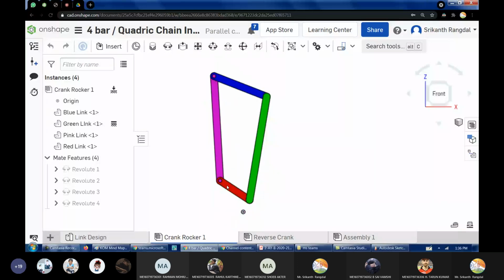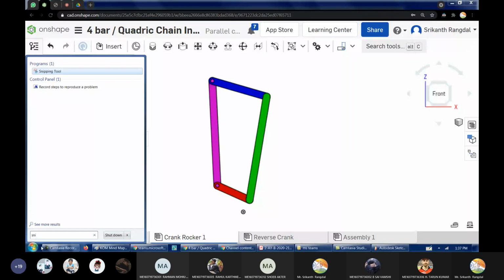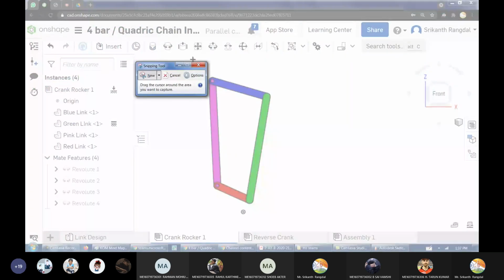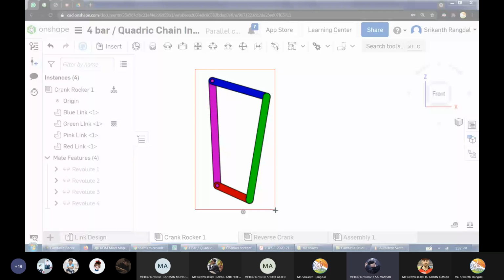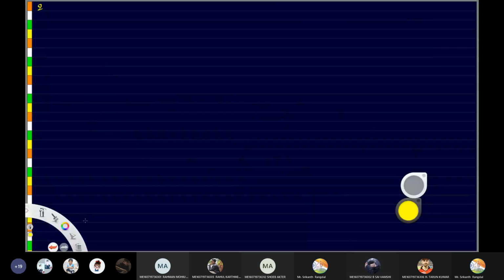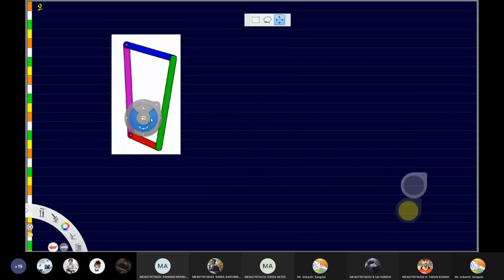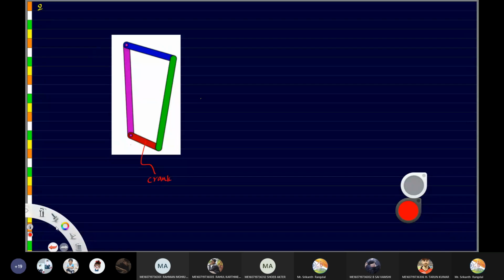Such links which are able to move complete 360 degrees, what are they called? Crank. Very good. They are called cranks. Let me take a different color, red is better. So this now becomes a crank. Why is it a crank?